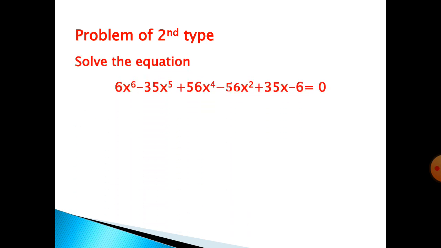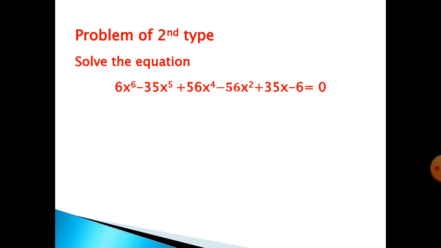Solve the equation 6x^6 - 35x^5 + 56x^4 - 56x^2 + 35x - 6 = 0. Here, the first and the sixth term, second and the fifth term, third and the fourth term coefficients are equal. And the highest power of x is 6. So, it is an even degree equation.